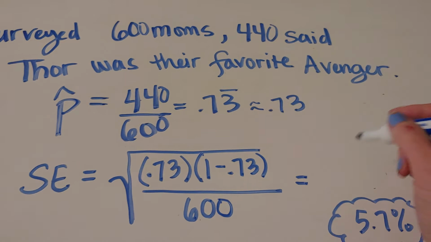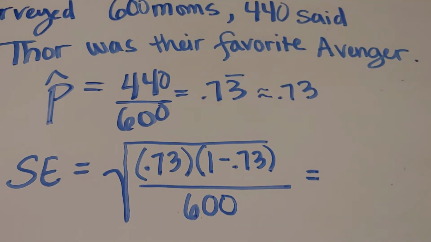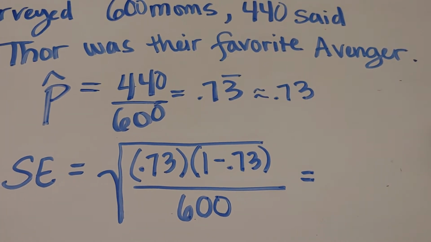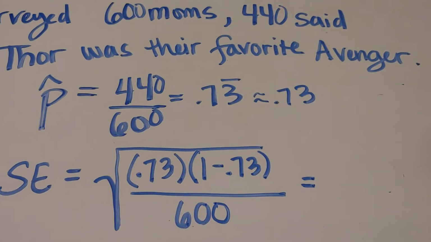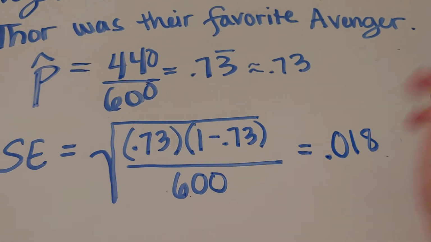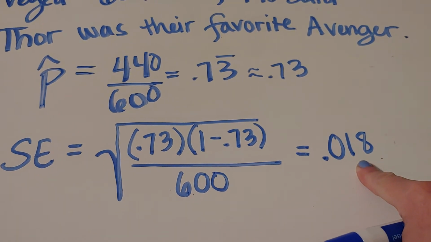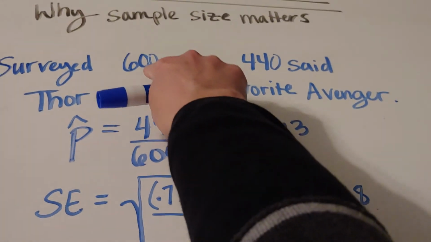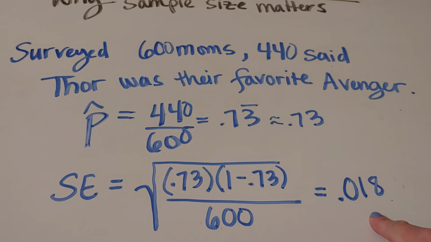So now if I take my calculator and I do 0.73 times 0.27, and now I divide by 600, what you're going to find is that I shrunk my error all the way down to about 2% error. So basically, the moral of the story is that if you're going to do a study, have a larger sample size. It'll shrink the error down. It'll tighten your study up.